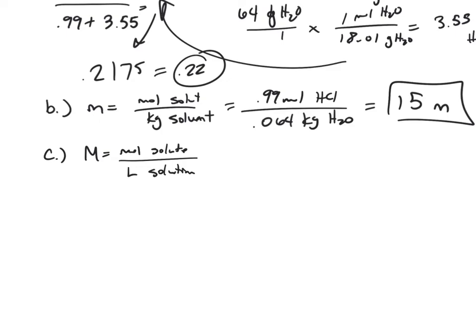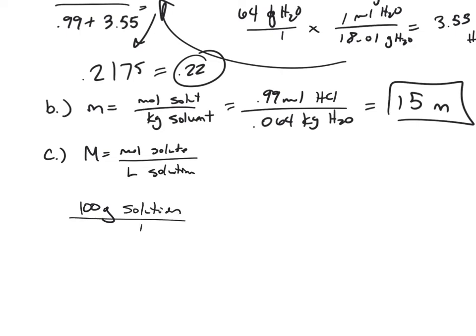Now, I don't want to use the 64 grams of water or the 0.064 kilograms of water from part B, because remember, this is liters of solution. And if you remember back in part A, I started with 100 total grams of solution. It was 36% by mass, which means 36 grams of HCl per 100 grams of total solution. So I'm going to stick to that 100 grams of solution.